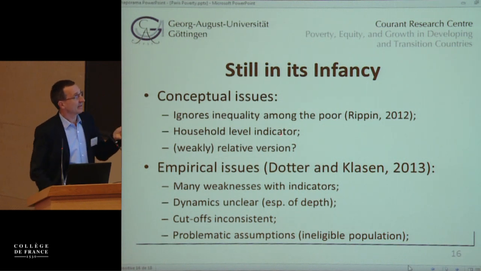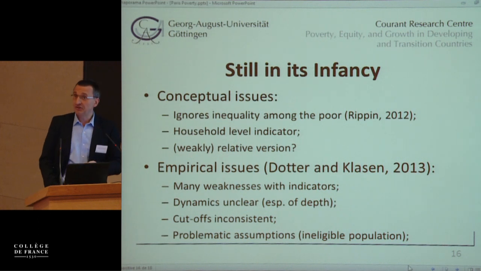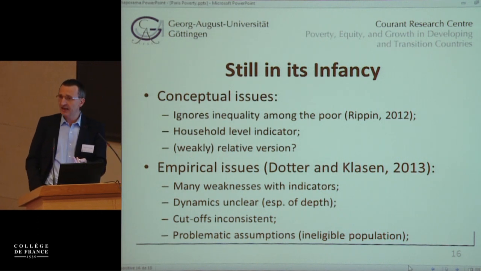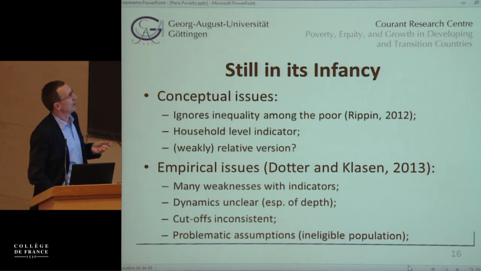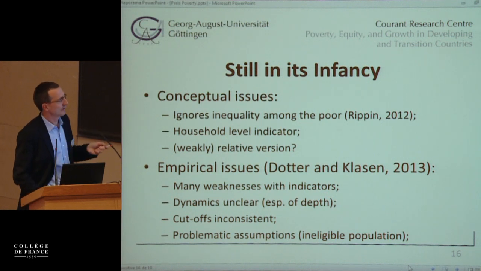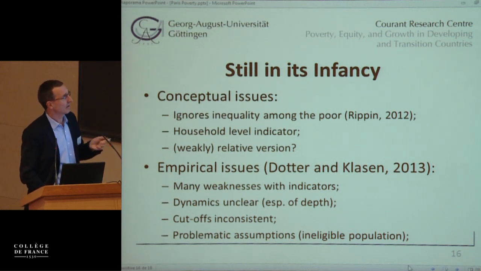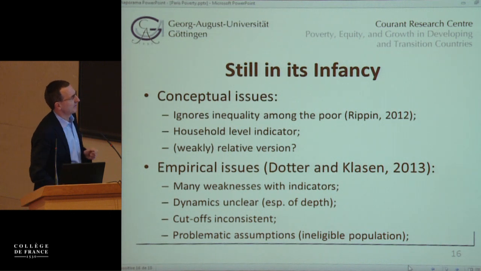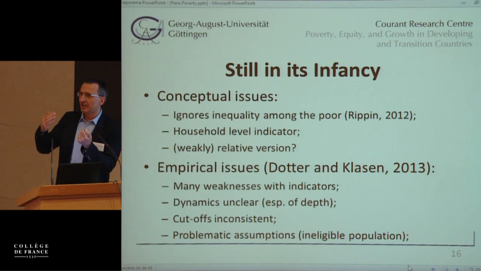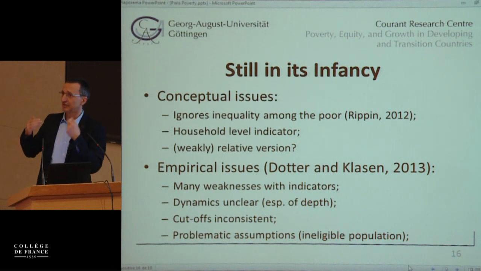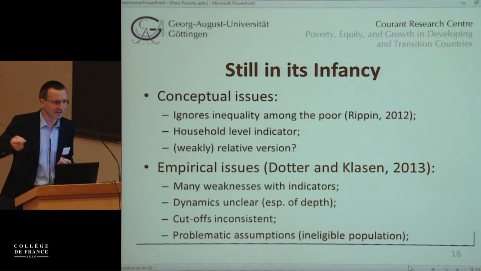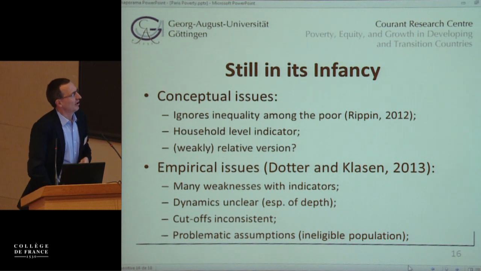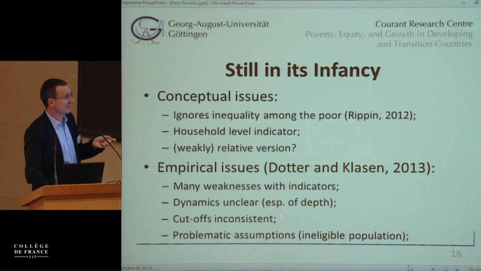At the moment, it's an absolute version. Should the cutoff be 5 years of schooling everywhere? Should it be different in different countries? So there could be weakly relative versions. And then a whole bunch of empirical issues, many weaknesses with the indicators. I can talk about this in a minute if you want to. The dynamics are very unclear because many of these are actually stock measures. You have access to electricity or you don't, and that doesn't change so much over time. So some of the indicators are not suitable for dynamics. The cutoffs are sometimes inconsistent.